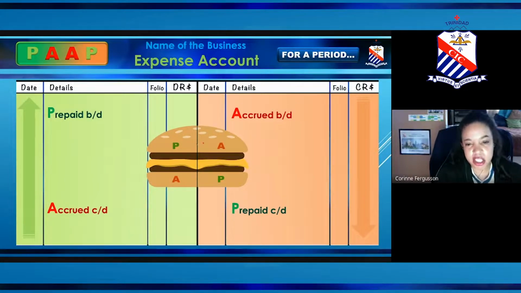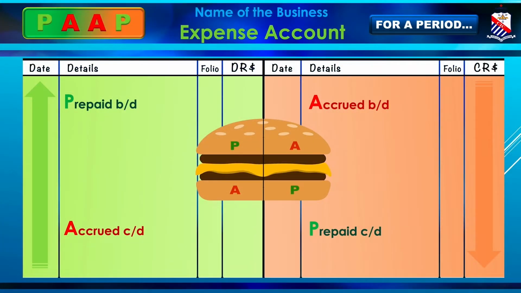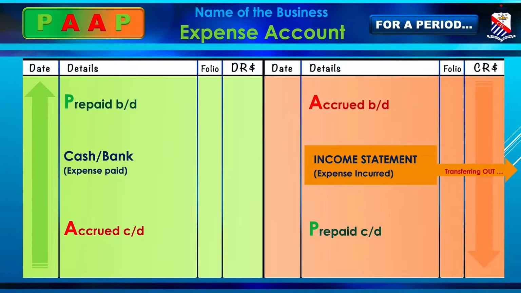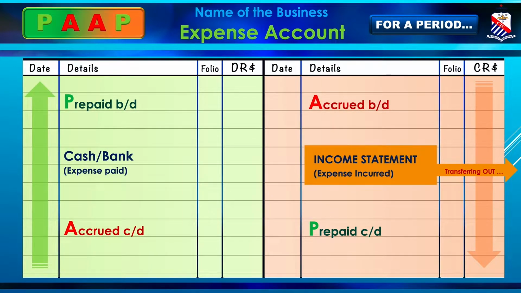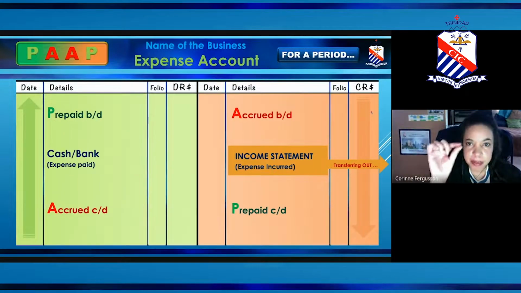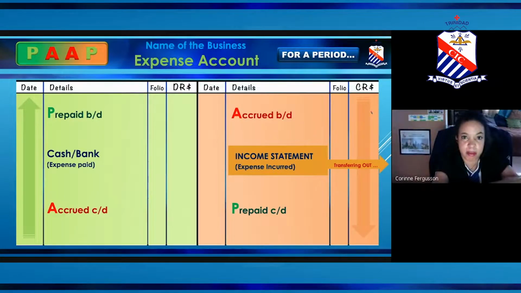But you know your burger is not just your bread. So the account is not just the PAAP. You have the middle part, which would be cash and bank and your income statement. And the cash and bank goes on this side and the income statement goes on that side. So all you have to do to remember your format, PAAP, and then you have your meat in the middle, which would be cash and bank on this side, income statement on this side. Just moving ahead, just a slight bit for your revenue account, you just switch them.